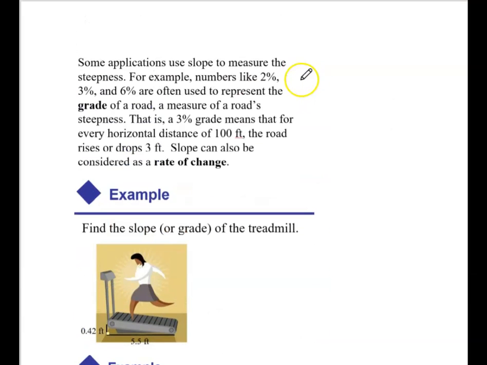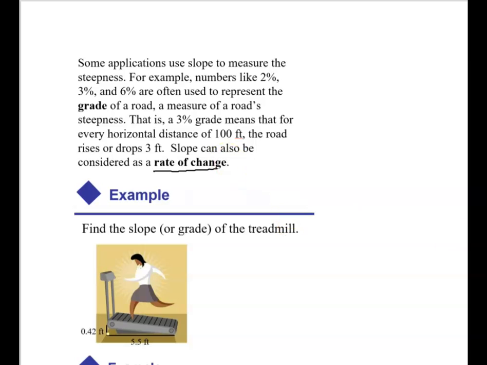Some applications use slope to measure the steepness. For example, numbers like 2%, 3%, 6% are often used to represent the grade of a road. A measure of a road's steepness, that is a 3% grade, means that for every horizontal distance of 100 feet, the road rises or drops 3 feet. Slope can also be considered as a rate of change.